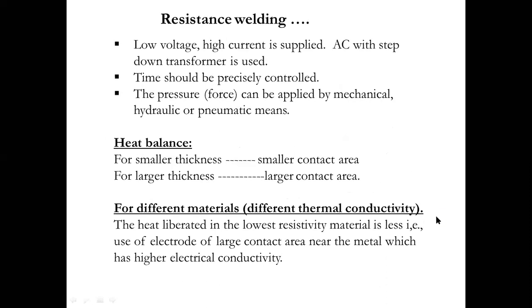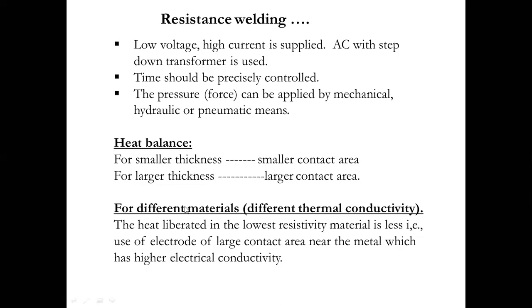Now we'll see what is heat balance, right? So in order to maintain the heat balance between the two sheets, if I'm using a small thickness sheet, then I have to give a small contact area. In the sense, the electrode diameter should be less if I want to weld a thin material, right?